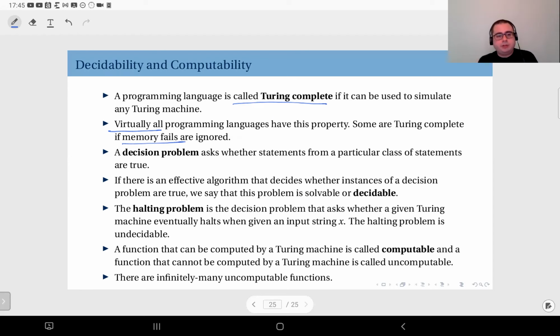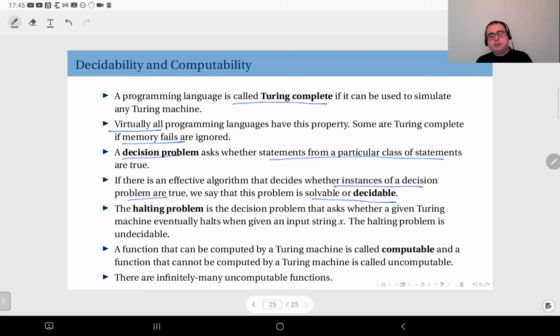If you remember our discussion when we talked about proofs, we have seen that mathematics is not a really complete system in the sense that we cannot really prove everything in a consistent system. And here we are going to see that we cannot really compute everything. A decision problem asks whether statements from a particular class of statements are true or not. So this is a problem where you need to decide a yes answer or a no answer. And if there is an effective algorithm that decides whether instances of a decision problem are true, we say that this problem is solvable or decidable.